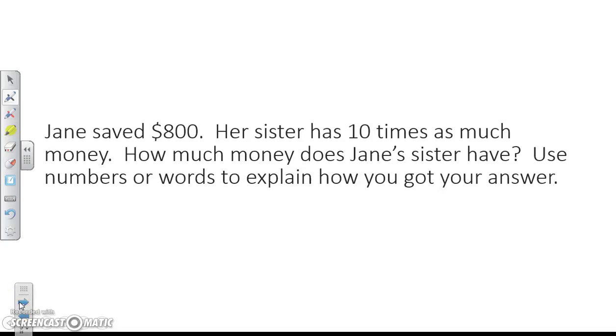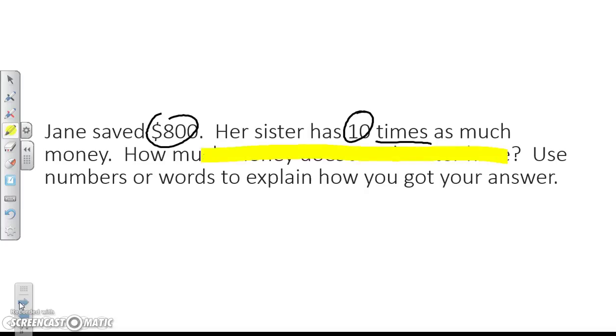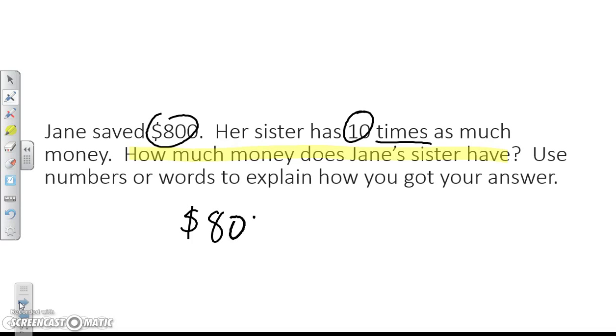Jane saved $800. Her sister has 10 times as much money. The question is, how much money does Jane's sister have? Well, I know Jane has $800. And her sister has 10 times, which means to multiply, as much. So the question is, how much money does Jane's sister have?